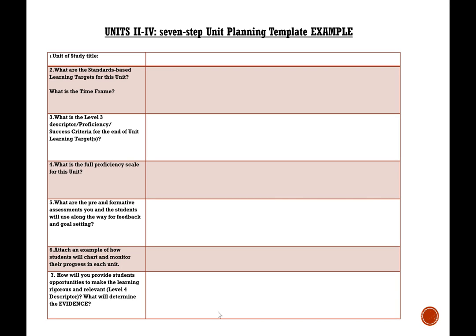What is your level 3 descriptor and your success criteria for the end of unit learning target? And then from that level 3 proficiency descriptor, develop the full proficiency scale. What would be a level 1 in which there's little to no evidence? A level 2, partial evidence. Take note of these 4 steps for the end of Unit 2 assignment.